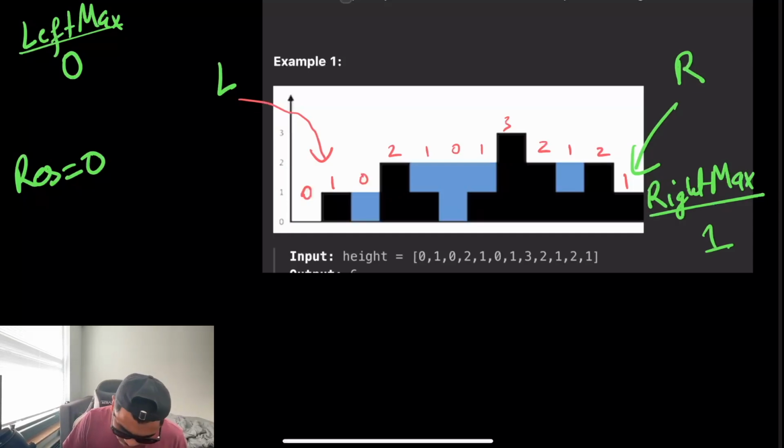Sometimes a cluster of words like this doesn't make sense, but here it will. So now I'm pointing to 1. I have incremented my left. At this point I want to update my left max, and then I will calculate the water that I can add to my result.